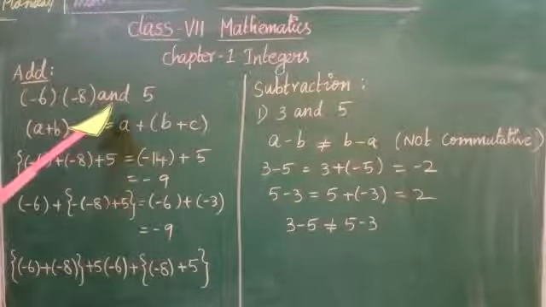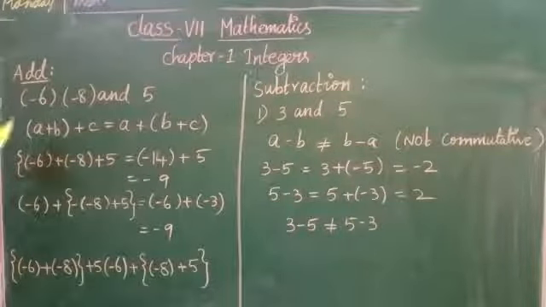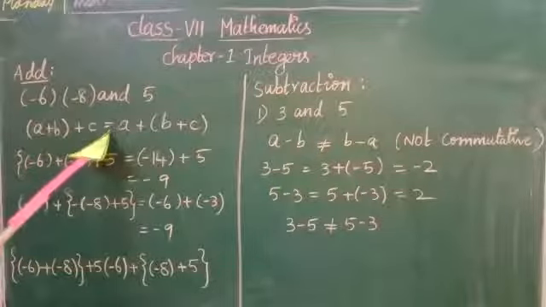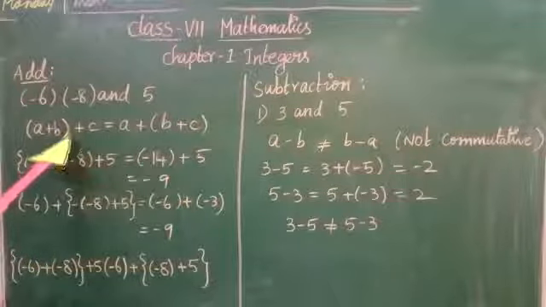We have many properties like the closure property, the associative property, and the commutative property. We have seen 3 properties in addition and subtraction. So what does the associative property say? (A + B) + C is equal to A + (B + C). Right, children? Yes. So this is the associative property.